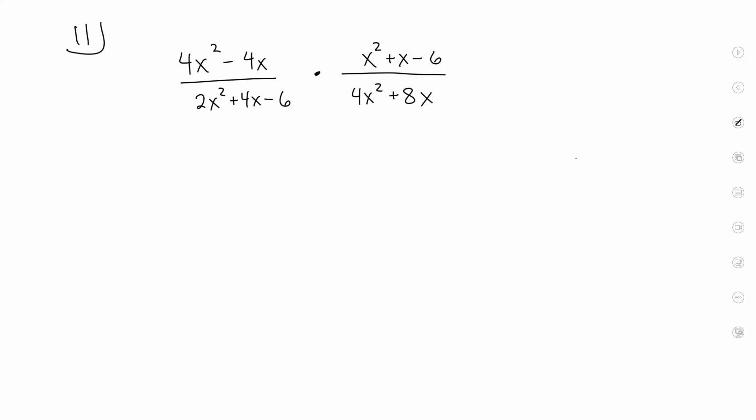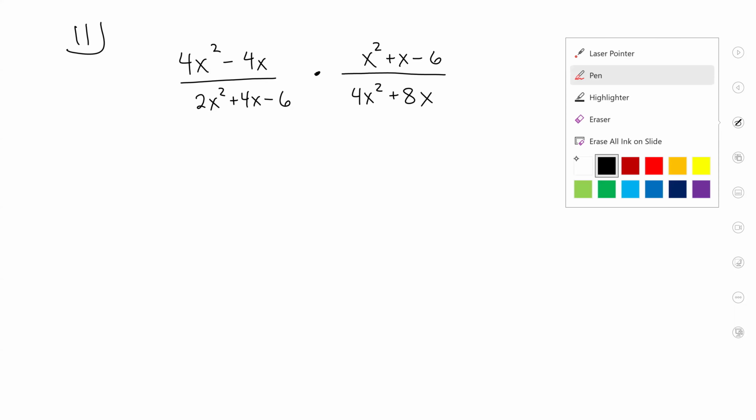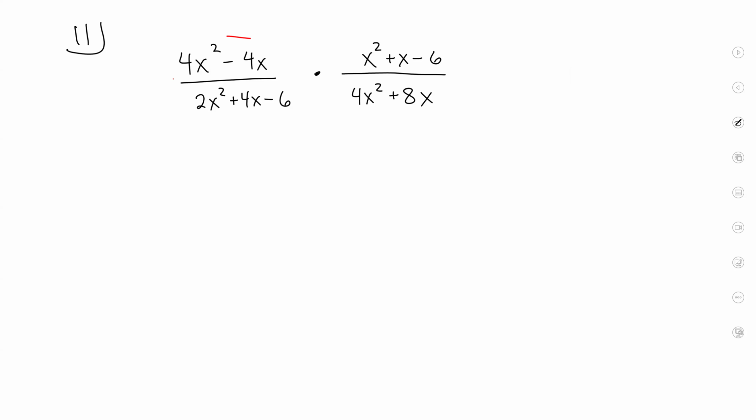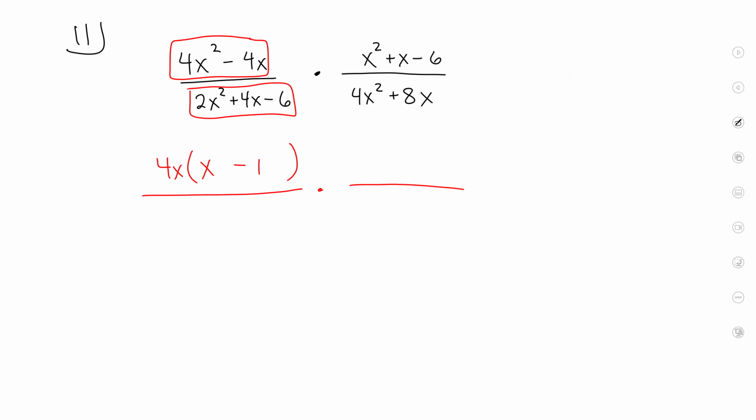Okay, another example for multiplying. We just have to factor everything. So guys, let's work on this numerator up here. What can these both be divided by? 4x. This will be left with an x minus 1. Okay, what can all these be divided by? 2. So we can write this as 2 times x squared plus 2x minus 3.